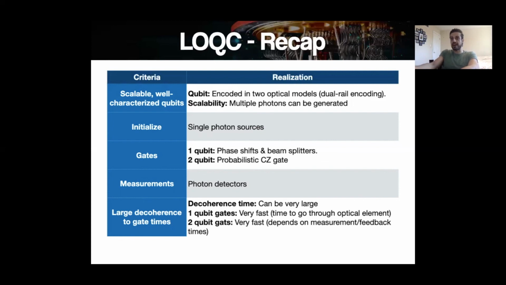1-qubit gates are very fast. It's the time the photon needs to move through the optical element, and photons move at the speed of light. And 2-qubit gates are also very fast, but they depend on the measurement and feedback times. So that's my recap of LOQC, linear optics quantum computing.